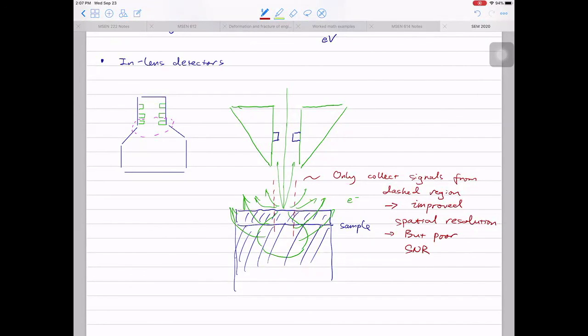Again, like I've emphasized a number of times already, in SEM and in many other branches of study, it's always about compromise. You improve one thing, then something else will go bad. Whether to use the in-lens detector or not depends on the application. If resolution is the key for your study, then you probably want to sacrifice the signal to noise ratio. But if you want something really clear, with good signal to noise ratio, then the in-lens detectors should not be the best choice.